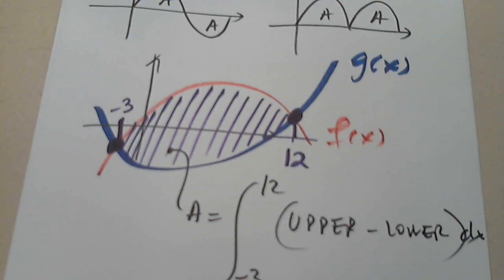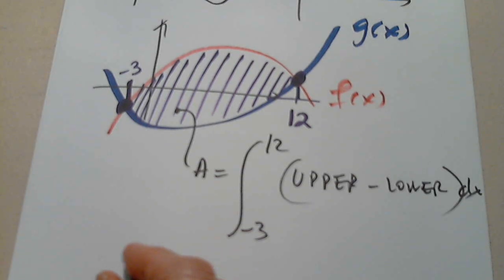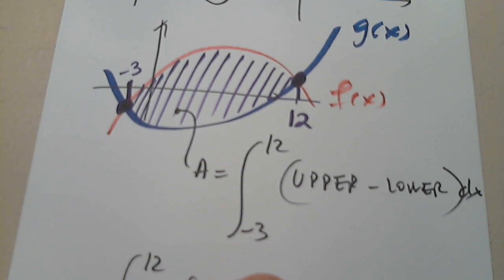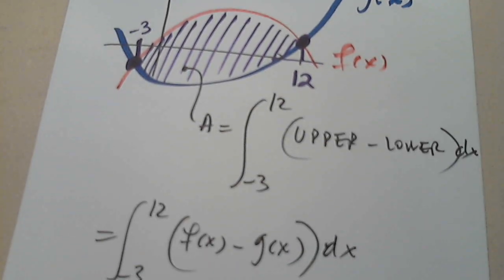What do I mean by upper? It's the function that is above. So the integral from -3 to 12 of f of x minus g of x dx.